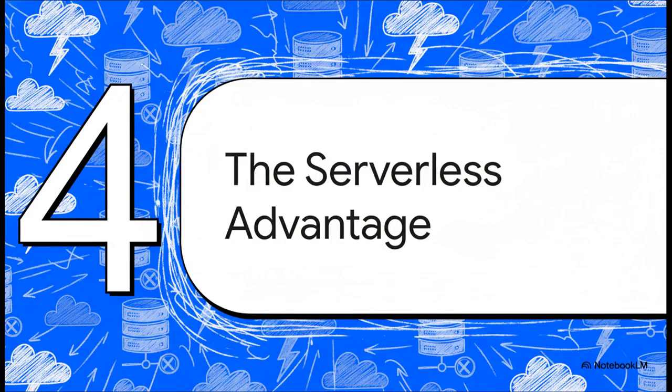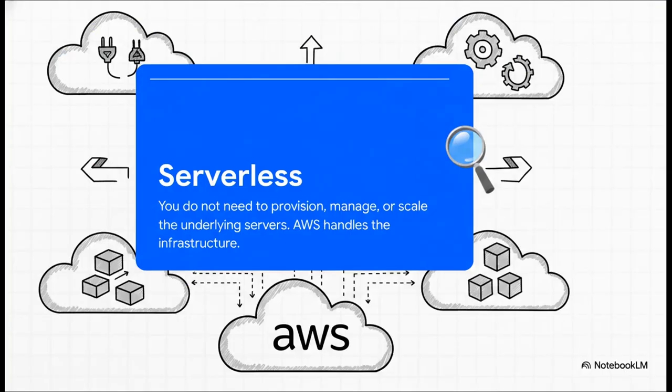But there's a secret sauce that makes all of this, the catalog, the crawler, the studio, work so beautifully together. There is one core, game-changing principle that underpins the entire service, and that is that it's all completely serverless. So what does serverless actually mean? It's really simple. It means you stop thinking about servers, period. You don't have to provision them, you don't have to patch them, and you definitely don't have to worry about scaling them. AWS handles all of that underlying infrastructure for you automatically.